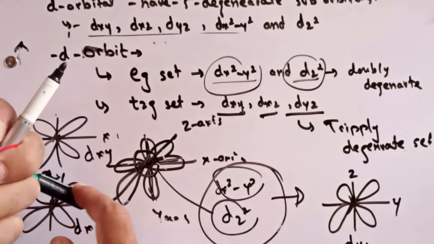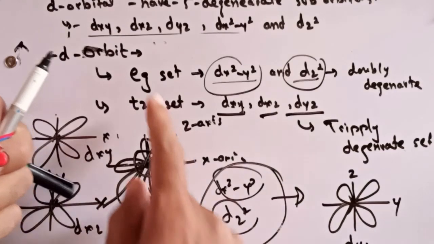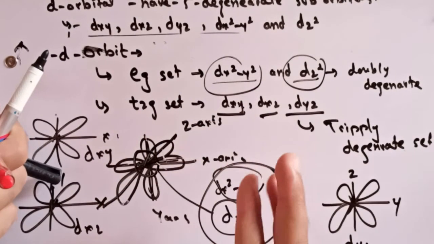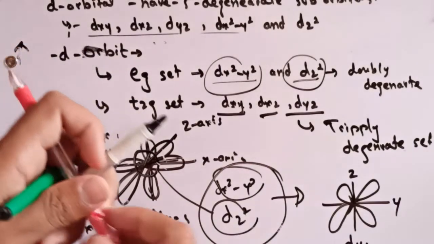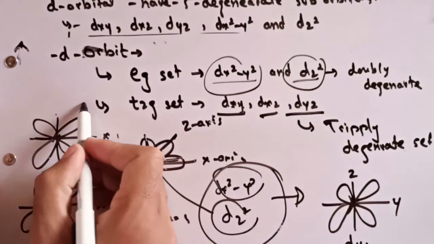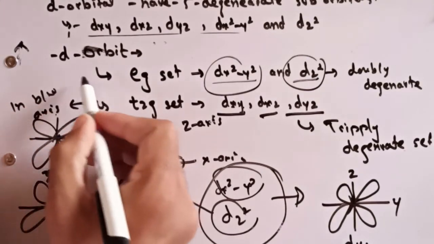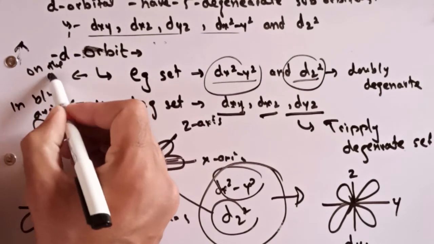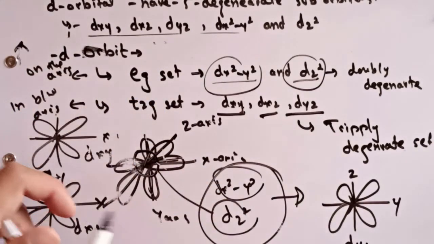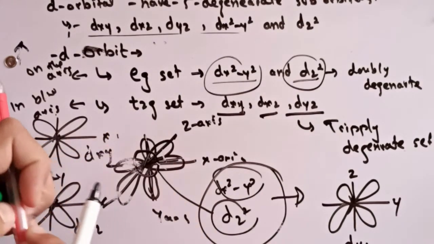So now the question is, these orbitals are in between the axes, that's why we categorize them into the t2g set. That's why we categorize the t2g set and eg set separately. In the eg set all orbitals are lying on the axes, while in the t2g set all orbitals are lying in between the axes. So why does the splitting occur?